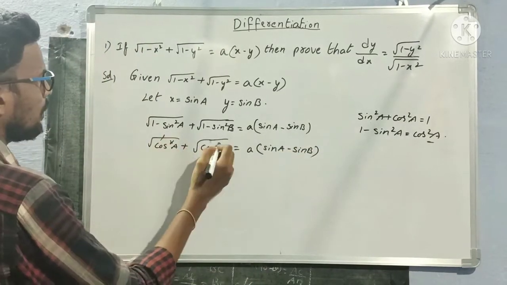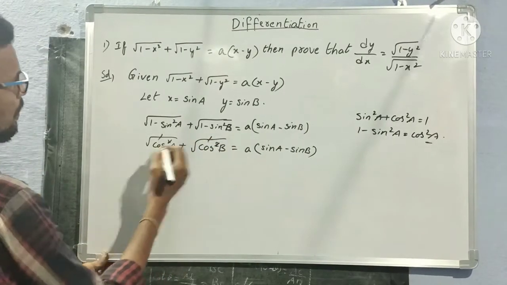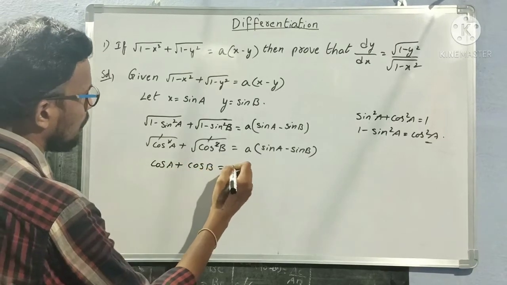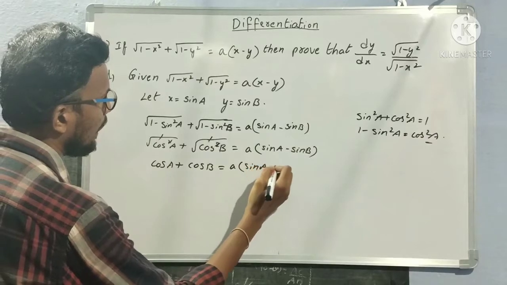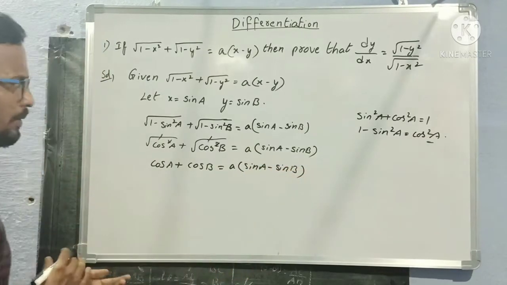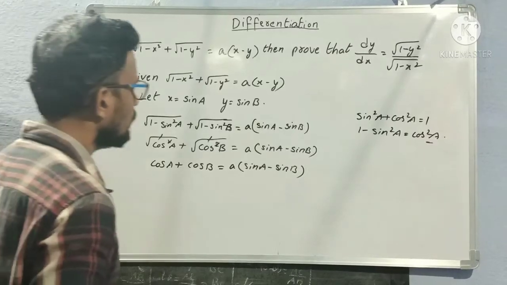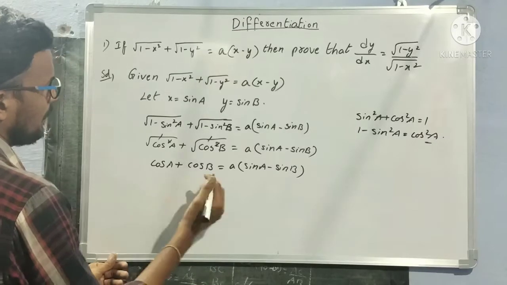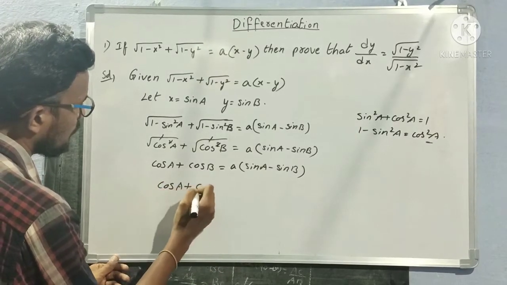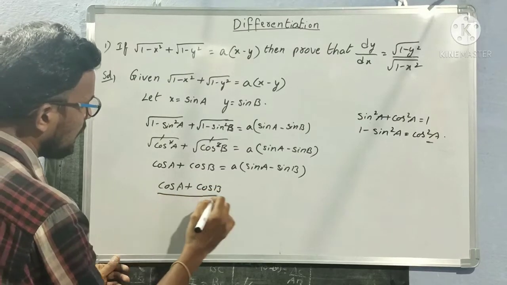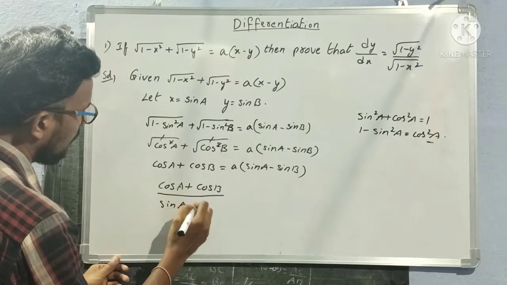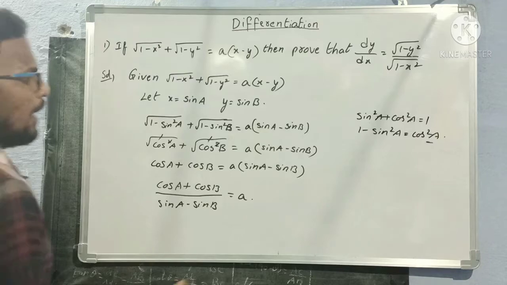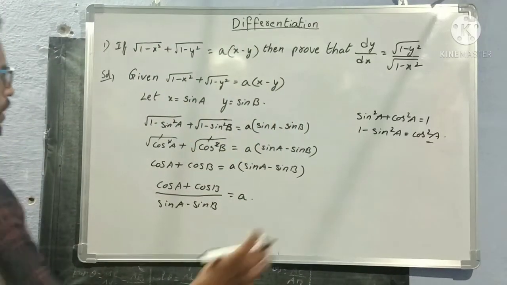So here the square root gets cancelled. Now we are left with cos A plus cos B is equal to a into sin A minus sin B. If I take sin A minus sin B to this side, I get cos A plus cos B by sin A minus sin B is equal to a. I hope everybody understood up to here. Now let me continue from here.